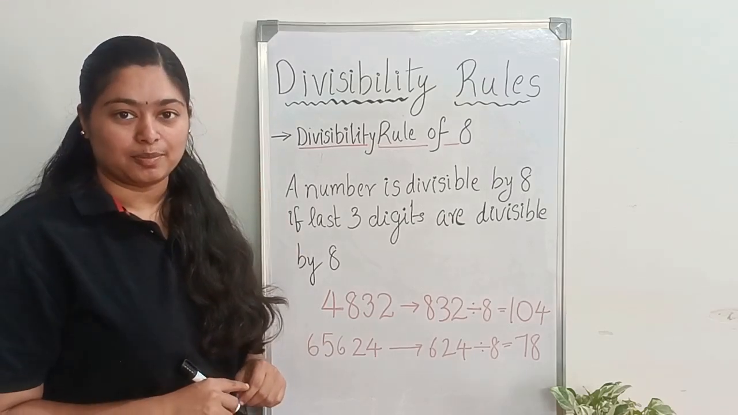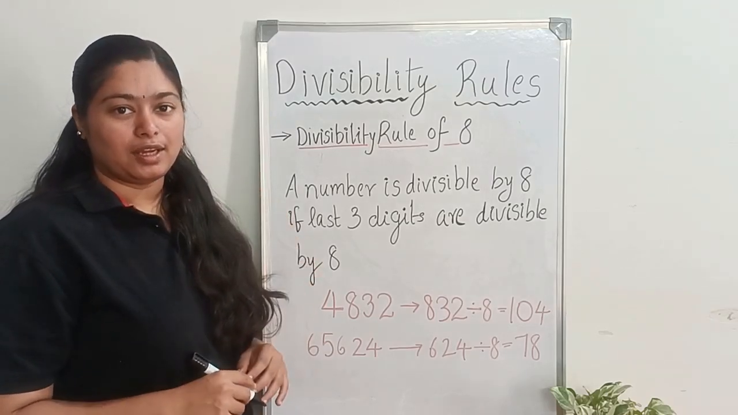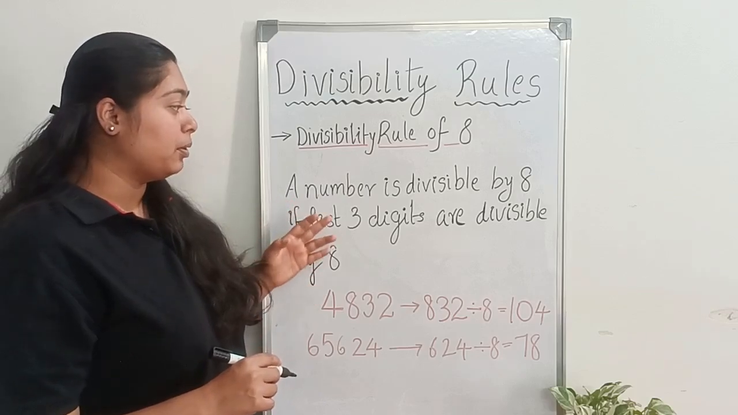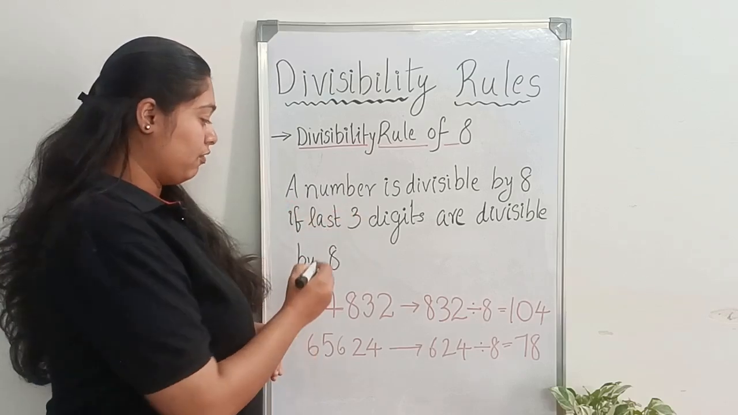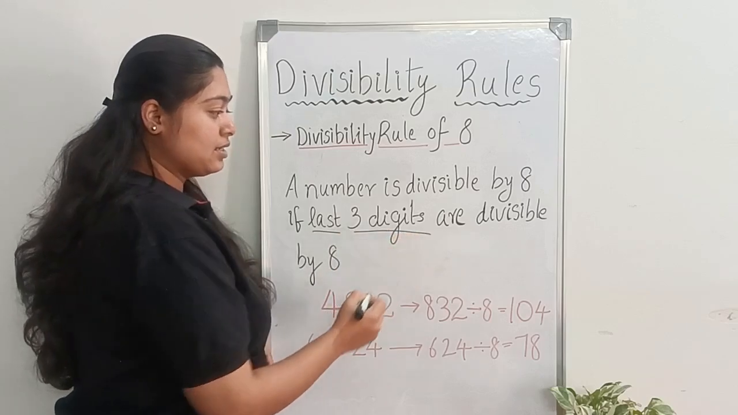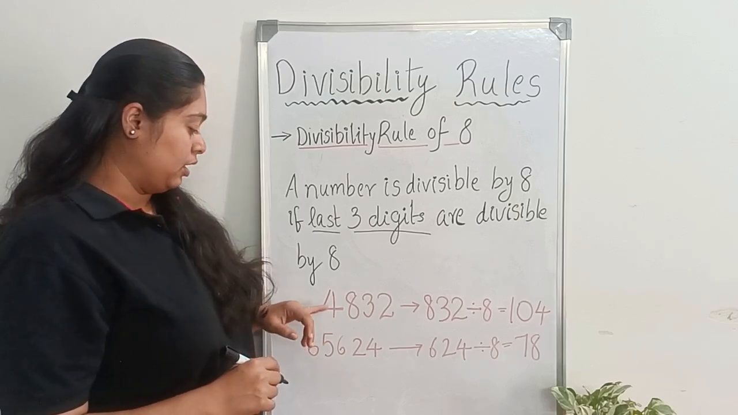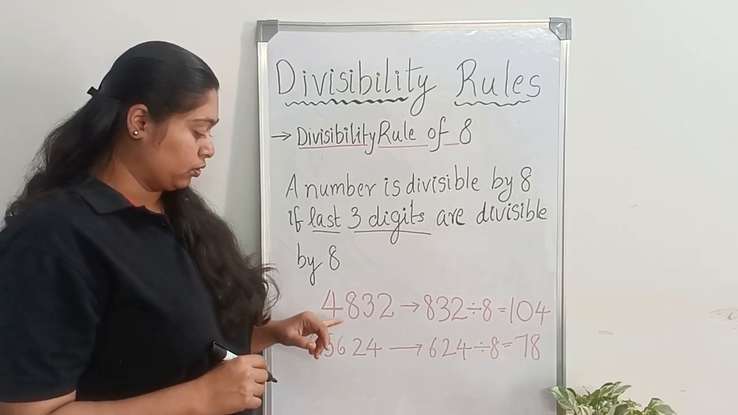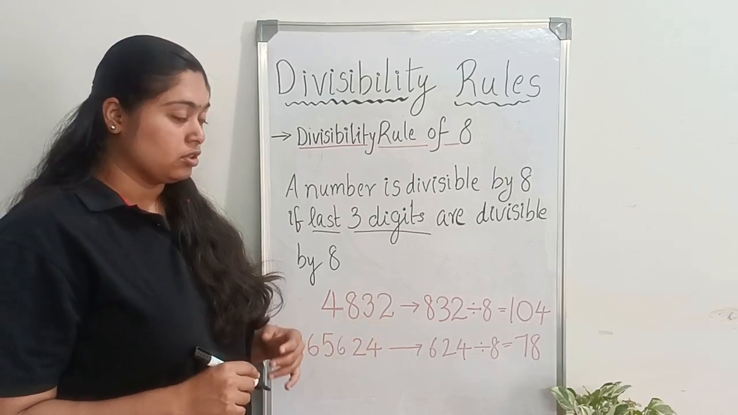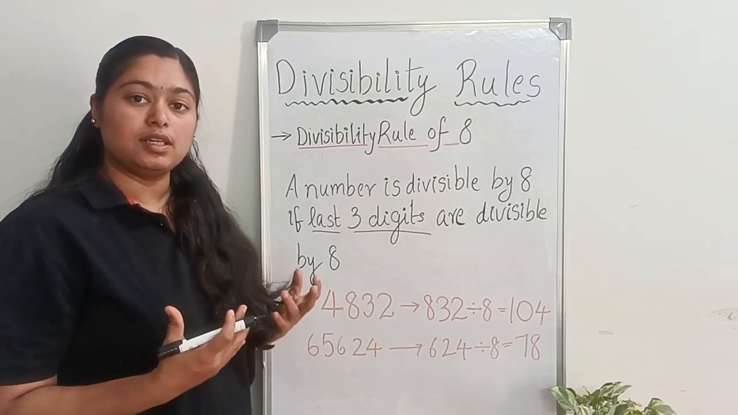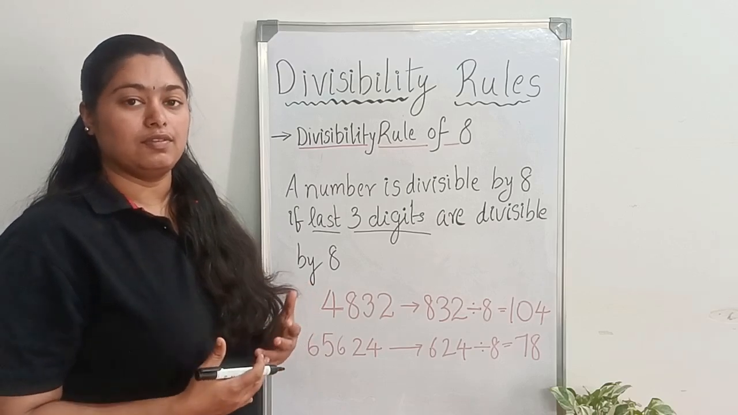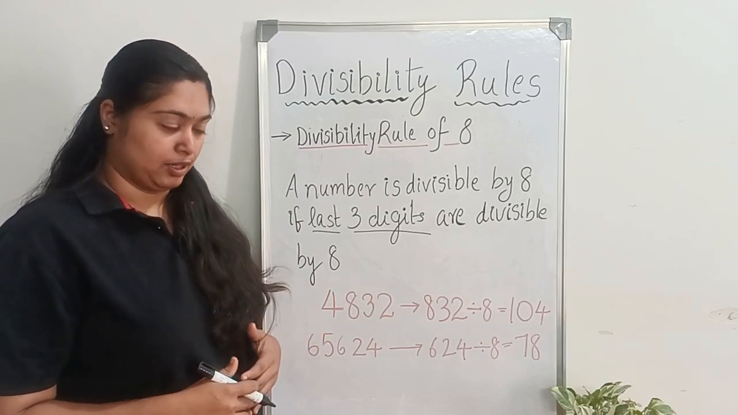Divisibility rule of 8. The divisibility rule of 8 says that a number is divisible by 8 if the last three digits are divisible by 8. So let's look into a small example. I have started with an example, 4832. Our aim is to check whether we can divide this number perfectly by 8 without leaving a remainder.